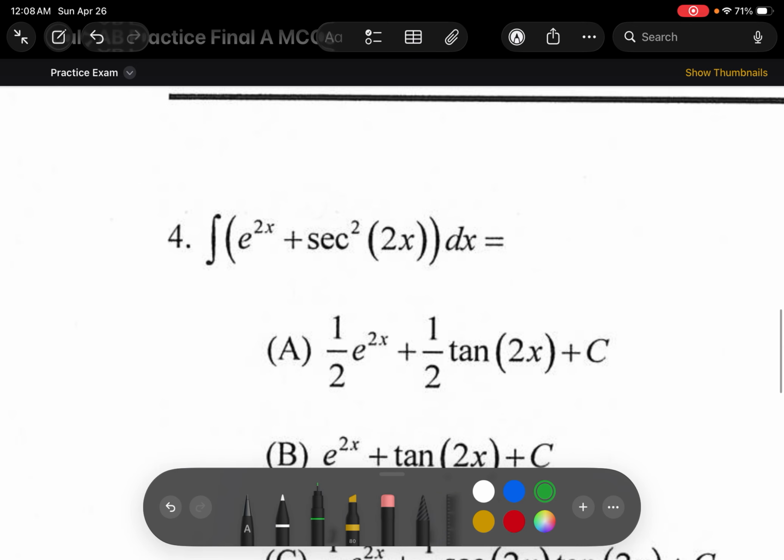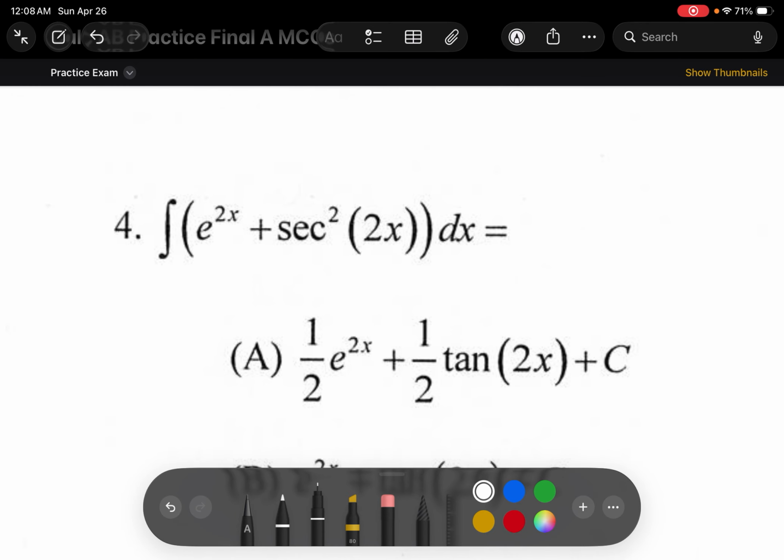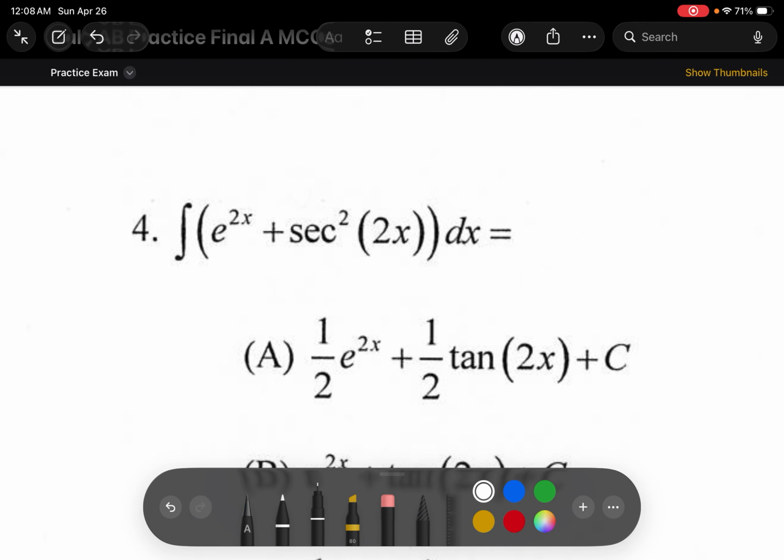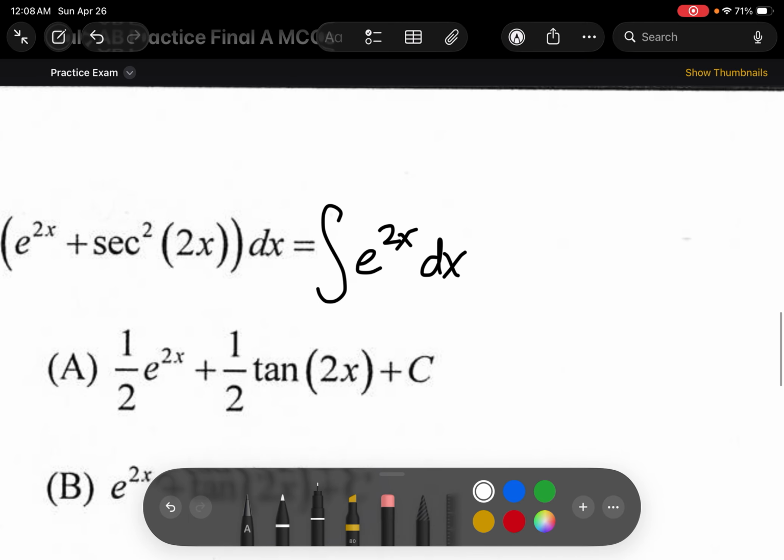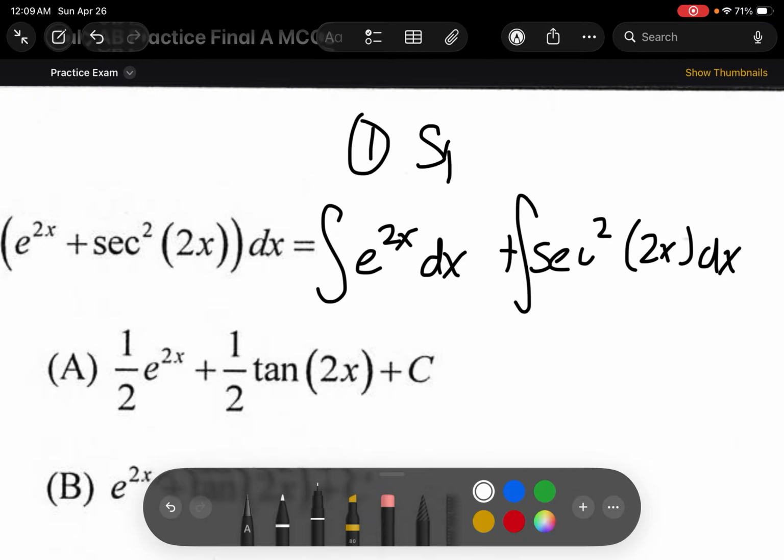Number 4 is a sum of two possible integrals. We can split this into two. So it's going to be e to the 2x dx plus secant squared of 2x dx. So our first step was to split the integral.